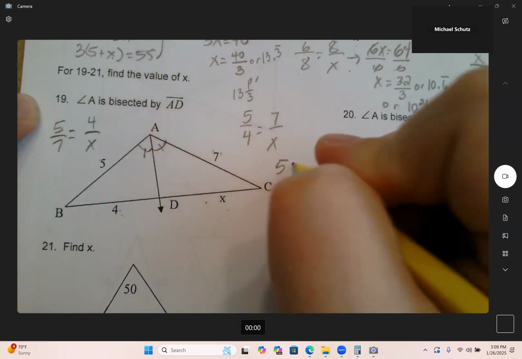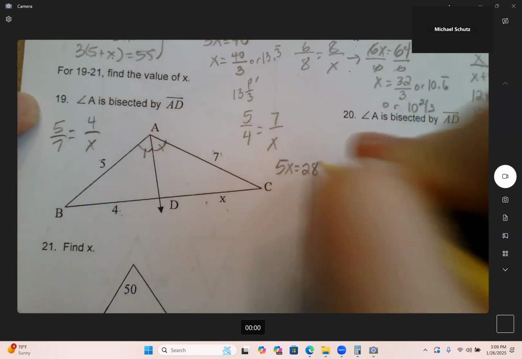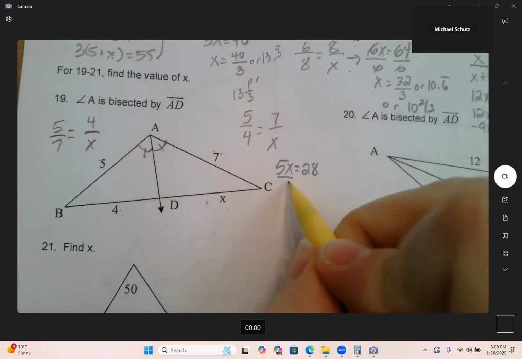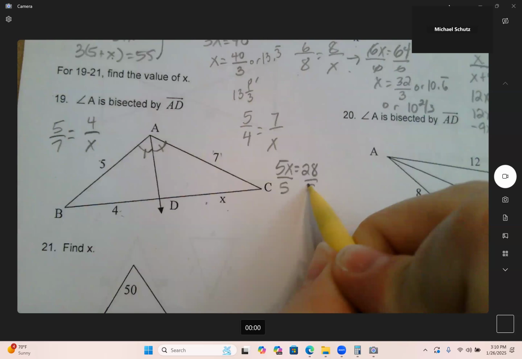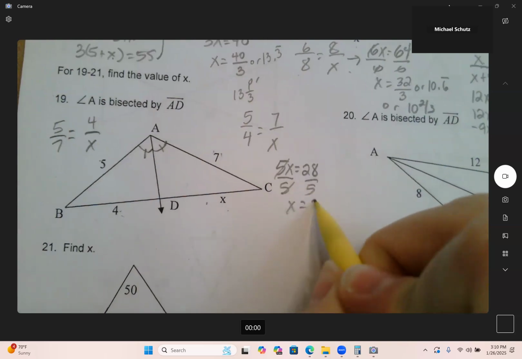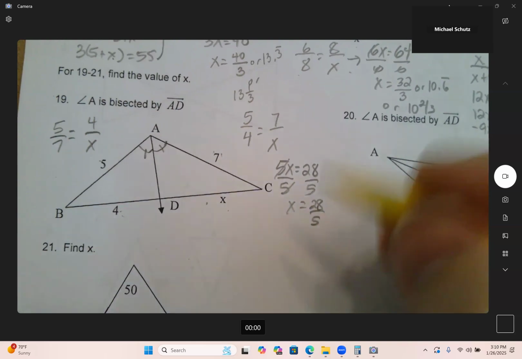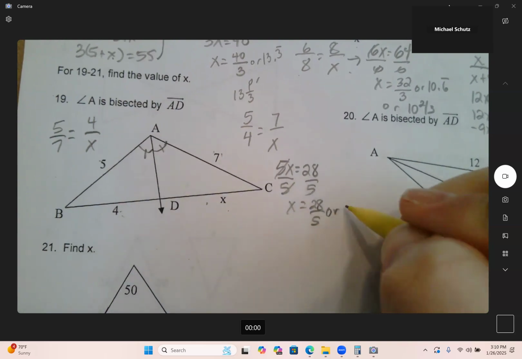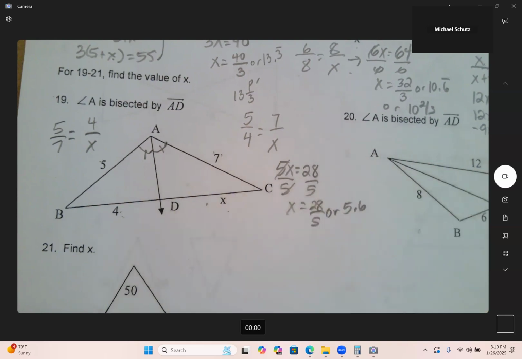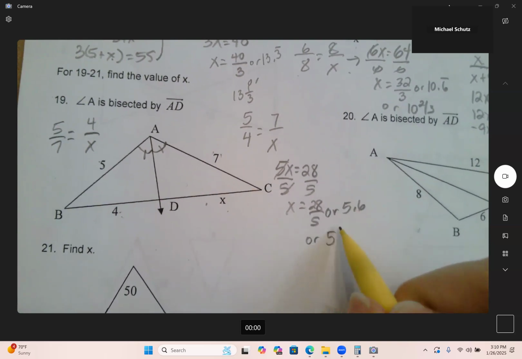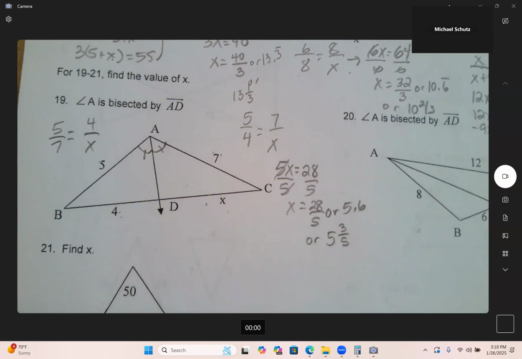It doesn't really matter which one you want to use, because you get the same cross product. Then I'm going to divide by 5. So 28 over 5 could be an answer. You could also divide it and get a decimal, so that would be 5.6. You could also put it in your calculator, 28 fraction key 5, and that would give you 5 3/5. So any of those answers would be acceptable answers.